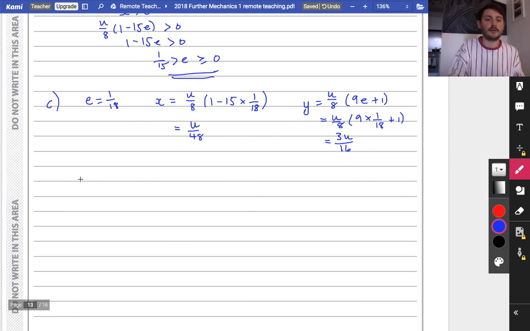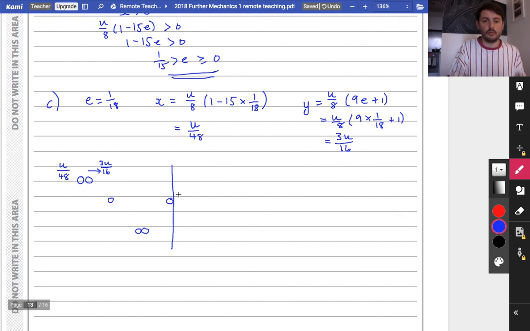Okay, let's think about what's happening here. I'll do the diagram a little bit smaller. So they have just collided. There's then the bit where Q comes to the wall and bounces back. And then the third bit is when they have collided again. So at this point, Q is travelling to the right with speed 3u over 16, and P is travelling to the right with speed u over 48.